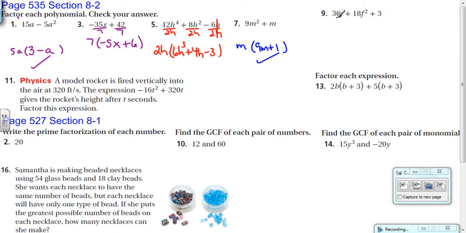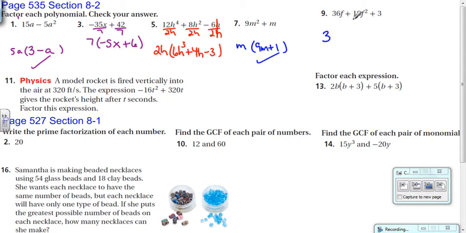For number 9, greatest common factor between 36, 18, and 3. Well, I know that my greatest common factor, the biggest it can be, is 3, because your GCF can only be as big as your littlest number. So the question is, can 3 go into 36? Can 3 go into 18? Yes. So my GCF is 3.